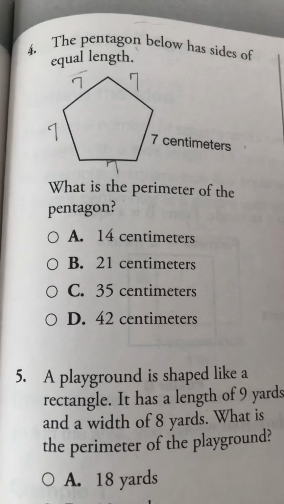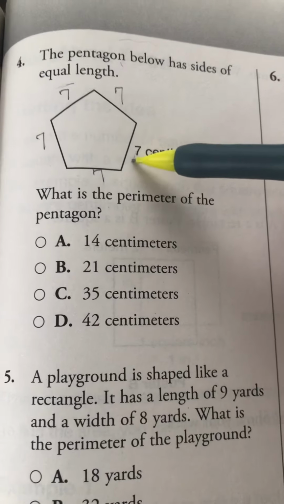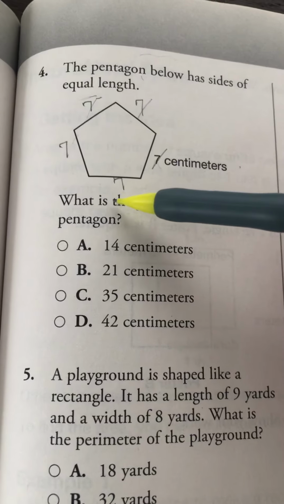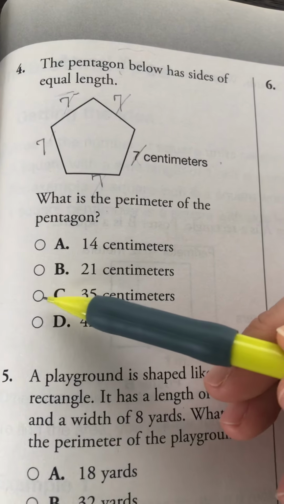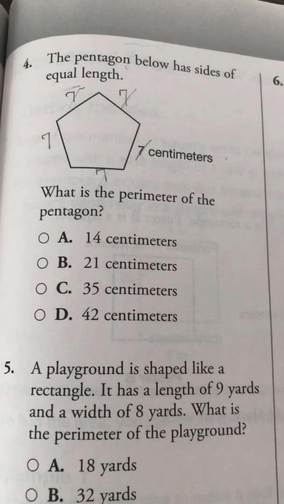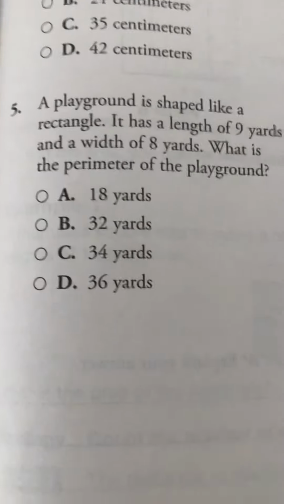Now, if you can skip count by 7s, this will be really easy for you guys. Let's do this one together. Ready? 7, 14, 21, 28, 35. The perimeter of this shape is 35 centimeters. Easy, schmeezy.